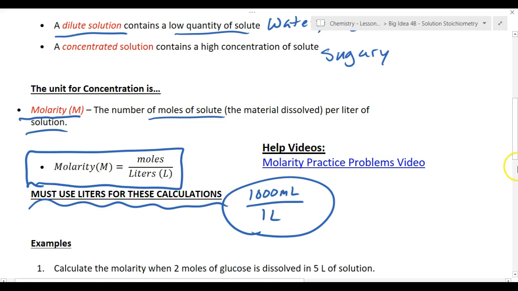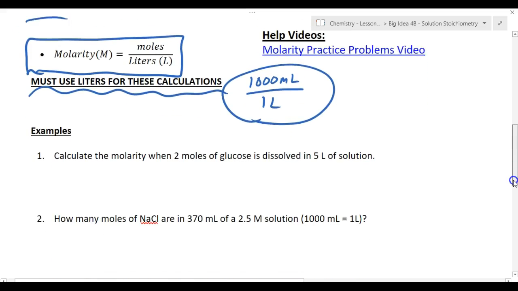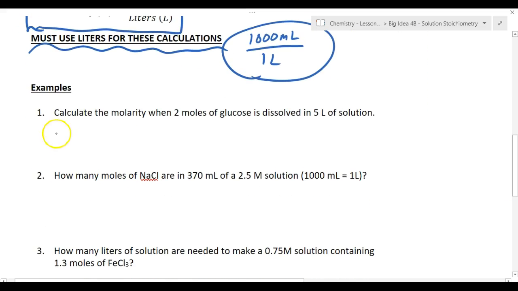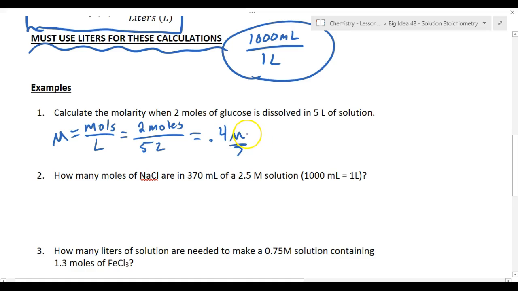Let's go through some quick examples so that we can understand how to use that equation. Our molarity is equal to the number of moles per liter of solution. So if we have 2 moles for every 5 liters of solution, we're going to have a 0.4 molar solution, or a solution with a molarity equal to 0.4. A capital M is always the unit for molarity. So that's an easy one.